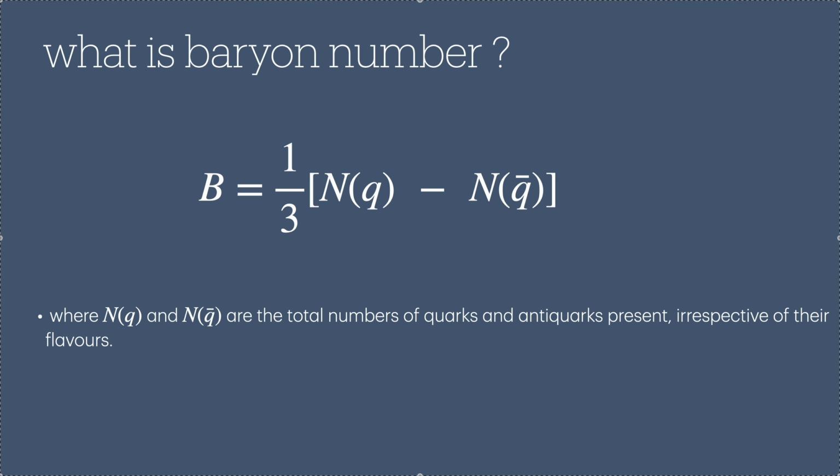So what is baryon number? Baryon number is defined as one-third of the total number of quarks minus the total number of anti-quarks, irrespective of their flavor. Flavor means quarks come in different flavors like up type, down type. These are different flavors of a quark.